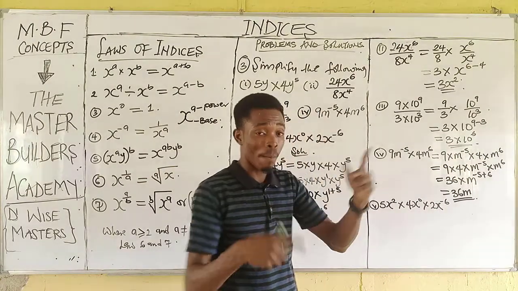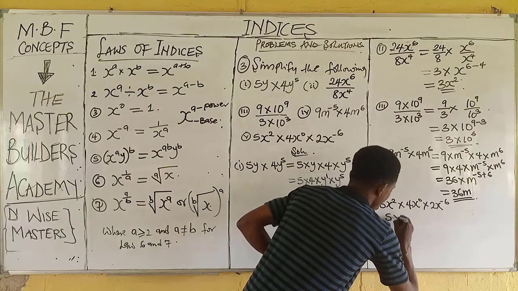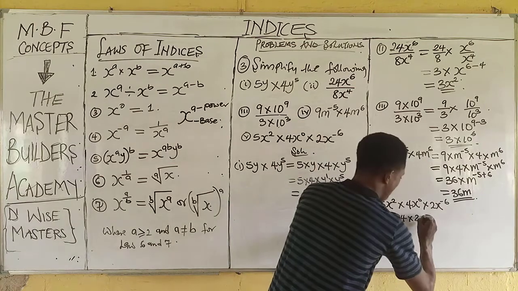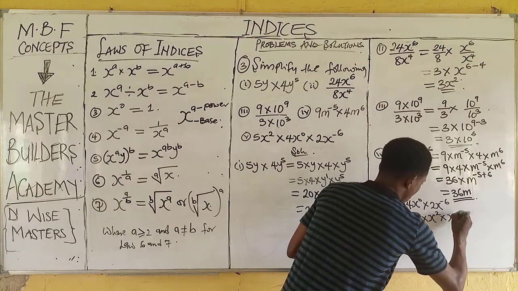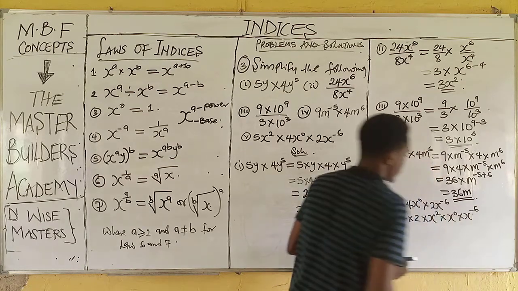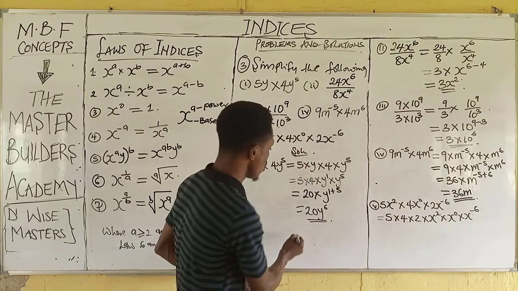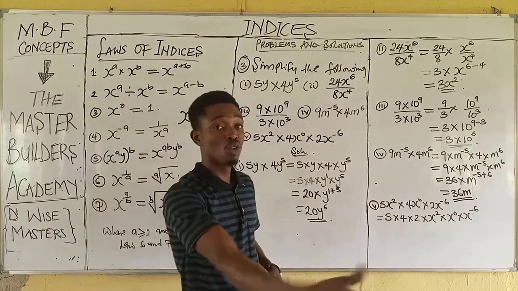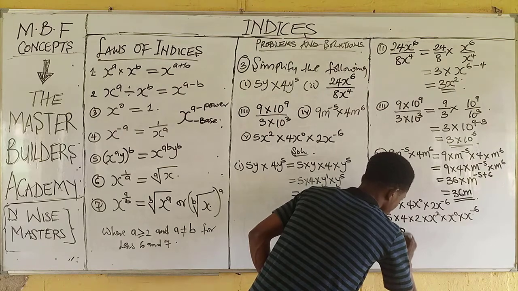So I can separate the numbers from the letters, which I will have this as 5 times 4 times 2. Let me just pick all the numbers, then multiply by x raised to the power 2, multiply by x raised to the power 0, multiply by x raised to the power what? Minus 6. So guys, at this point, all I just need to do is to multiply 5 by 4 to give me 20, and 20 by 2 to give us 40. Automatically, this will have given us 40.